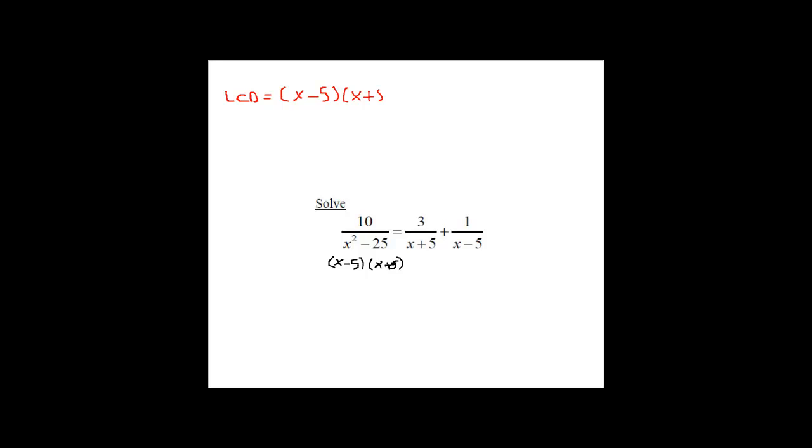Joshua, what do you do with this LCD? You would multiply your 3 over x plus 5 by x minus 5. And then 1 over x minus 5, you multiply by x plus 5. Okay, but that's one way to do it. That's a long way. You're trying to add these two. We've just decided to not add this. Instead of adding, I want to eliminate all these fractions. I want to know if anybody knows how to do that with the LCD that I have here.